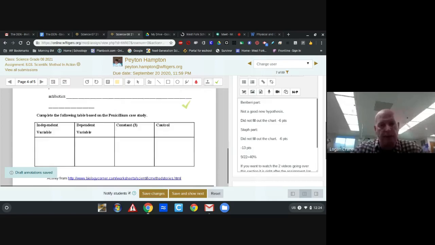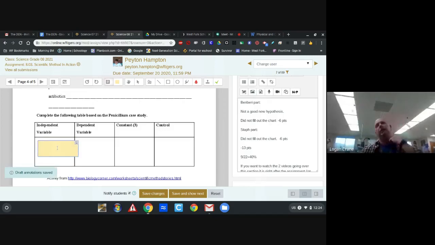So now this is the part where you got lost and didn't finish. All right, so let's look at this. The independent variable is the thing in the experiment the scientist is changing. Okay. So let me see if I can.